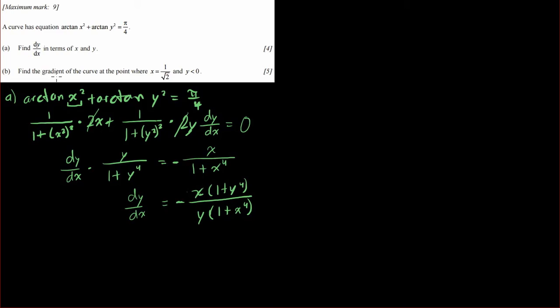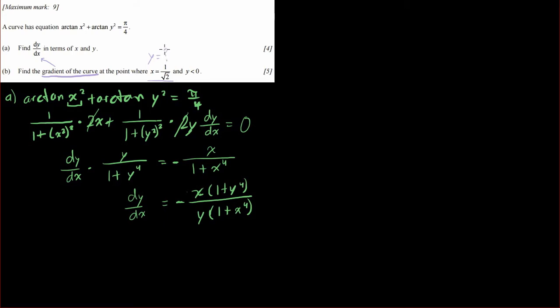Part B, find the gradient of the curve at the point where x is equal to 1 over root 2 and y is less than 0. Okay, so the gradient of the curve, well, that's just referring to dy over dx. So they want us to find the value of dy over dx when x is equal to 1 over root 2. The only problem is that we have an expression for dy over dx, but it's in terms of x and y. And so we'll need to calculate the corresponding y value for this x value.